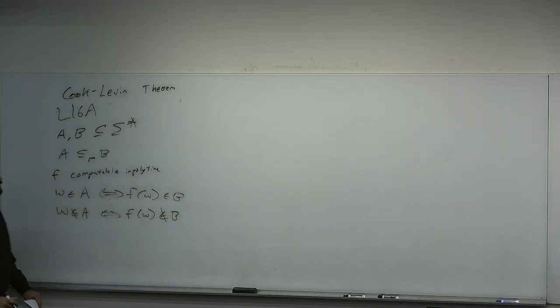So a polytime reduction, in contrast to a mapping reduction or a many-one reduction that we've done before, is a correctness relationship between two languages. But instead of simply being a correctness relationship between the two languages, it's a correctness relationship such that the reduction is also computable in polynomial time.